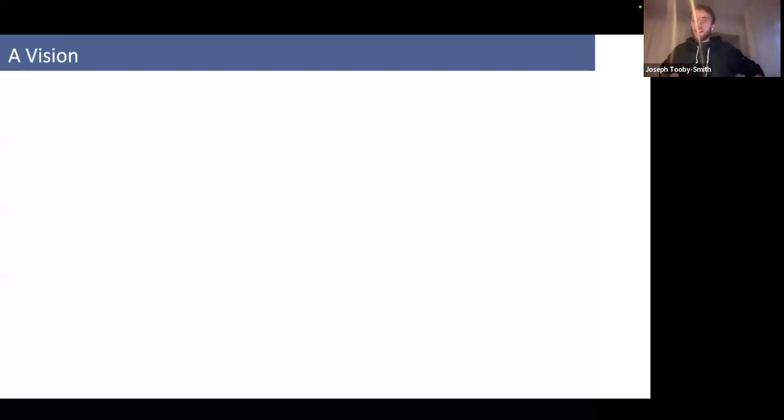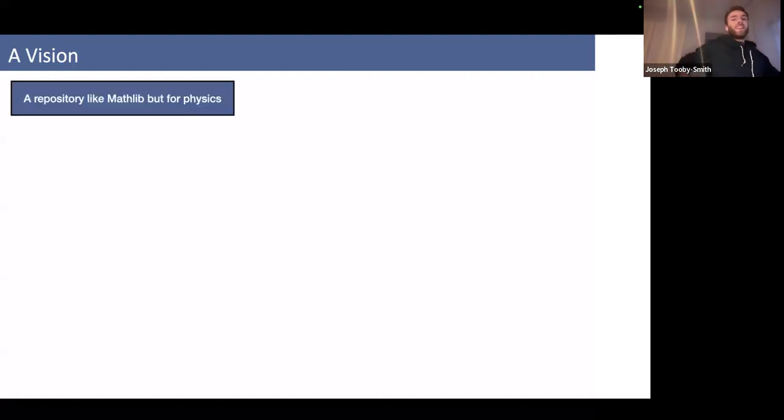I wanted to start with a vision of what I believe Lean and physics could look like in 10 years' time. And I'm going to start with the obvious point, which is to say that hopefully there should be a repository like MathLib, but for physics.